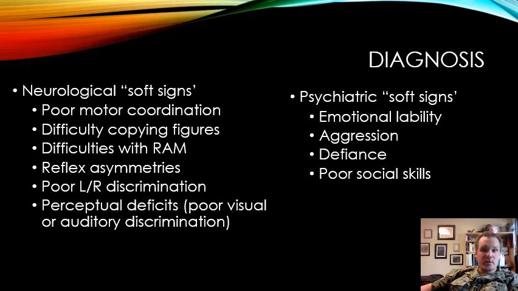When you're doing your history and physical, there's a number of things that you might look for. More often you might pick this up in children or in a primary care setting. There are things like changes in motor coordination, difficulty with fine motor activities like drawing or copying figures, reflex asymmetries, and perhaps some perceptual deficits. So like I said before, deficits in perception may then cause deficits in higher level cognitive functions.